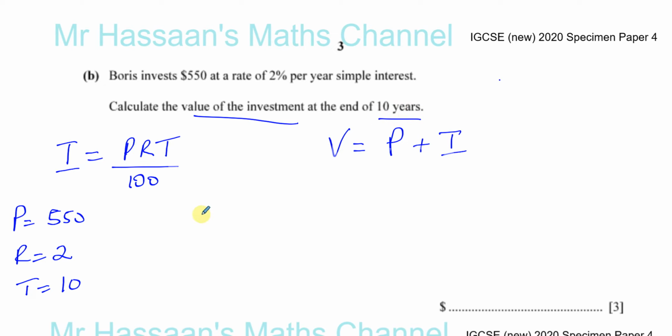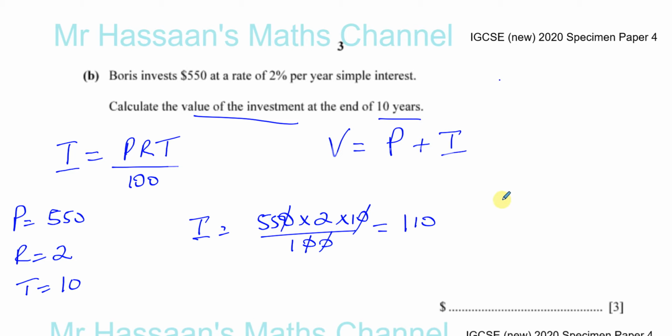Okay, so now, that means the interest part is going to be 550 times 2 times 10 over 100. That cancels with that, that cancels with that. You're left with 55 times 2, which is 110. So therefore, the value is going to be 550 plus 110, which is $660. Simple as that. Okay, simple interest, pretty simple.